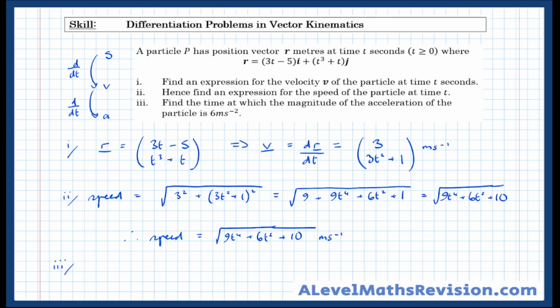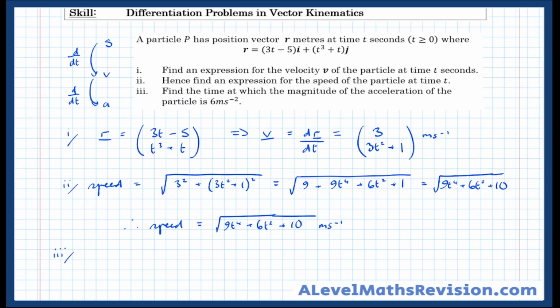And part 3, find the time at which the magnitude of acceleration of the particle is 6 meters per second squared. So we've got an expression for velocity, so we just need to differentiate again, just like we did with variable acceleration in one dimension. So the acceleration is the differential of the velocity vector with respect to time. We differentiate the velocity vector here, the top component becomes 0, bottom component becomes 6t.